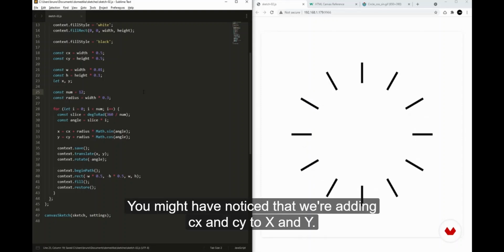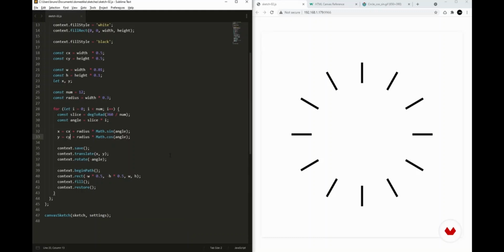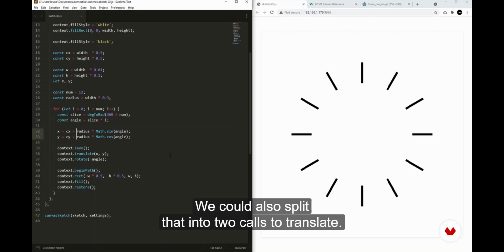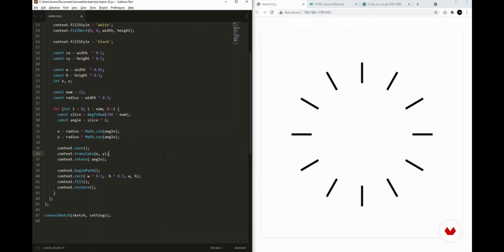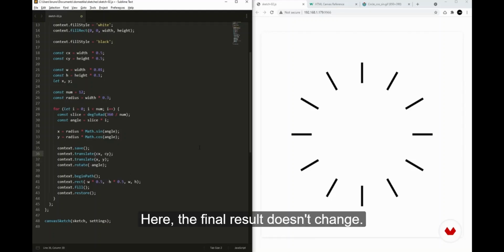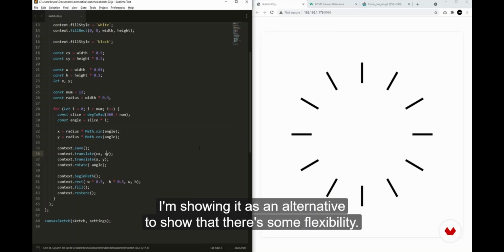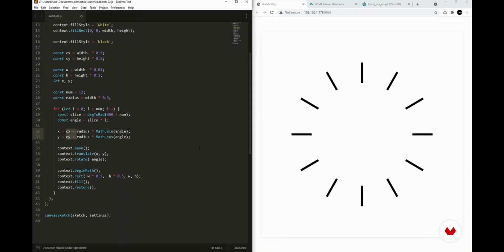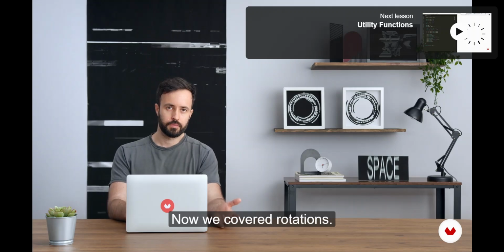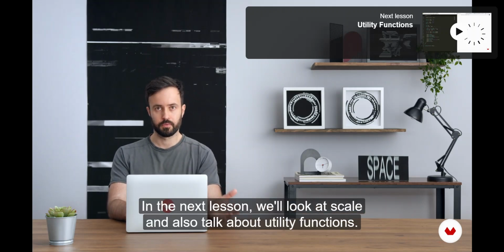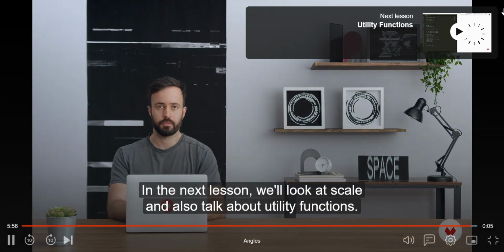One thing you might have noticed is that we're adding cx and cy to x and y. We could also split that into two calls to translate. In this case, the final result doesn't change. I'm only showing it to you as an alternative, so you can see that there's a bit of flexibility here. Now we covered rotations. In the next lesson, we'll look into scale and we'll also talk about utility functions.